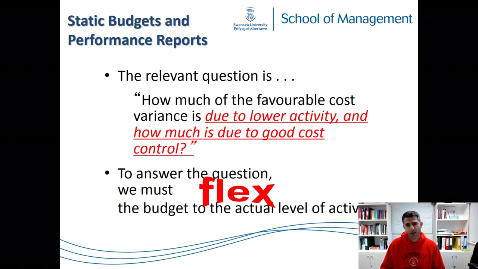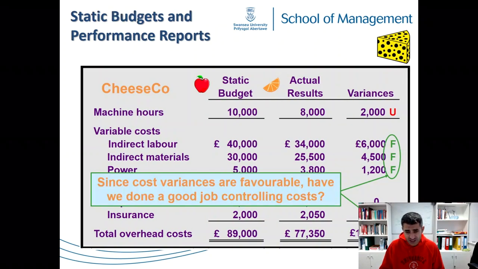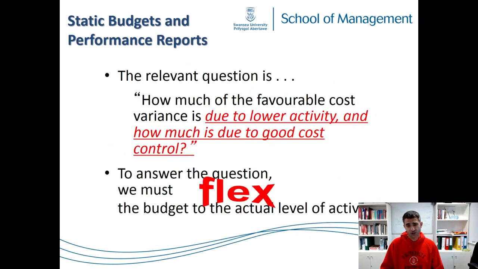So how to flex the budget right now? If you look here, the 11,650 pounds is favorable, right? So we need to ask this question: how much is it due to lower activity and how much is it due to good cost control?